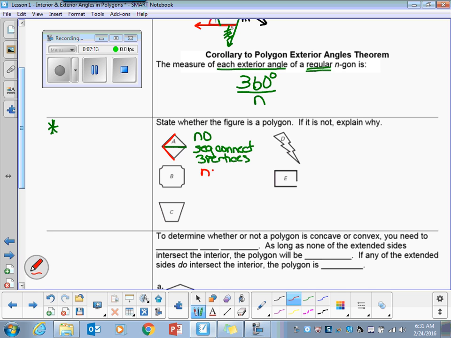Letter B is another no. We're not allowed to have curves. Sides must be straight.